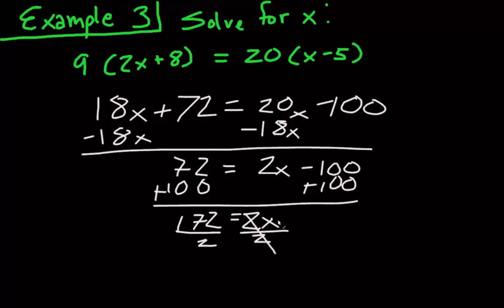See guys, this one's a little bit different. I just decided to leave the x on the right side. It doesn't matter which side you leave the x on, as long as it ends up by itself, okay? So, I'm going to do 172 divided by 2. I think that is 86. So we get x equals 86. Alright guys, and that is example 3.